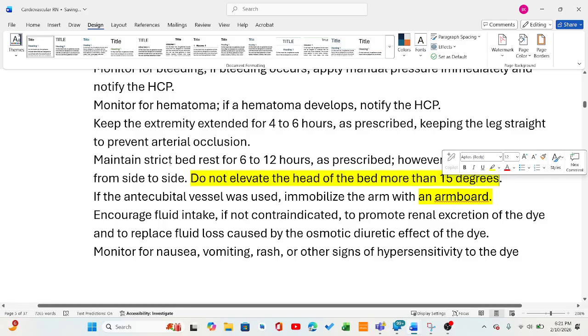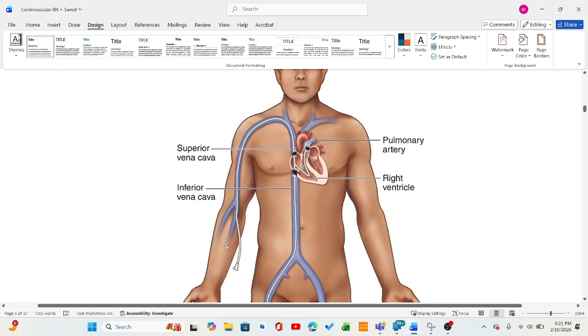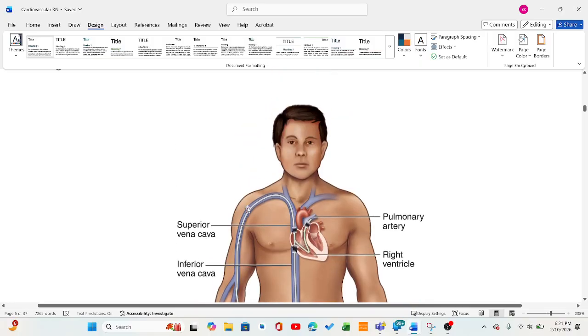So when they come back and you put them in a high Fowler's position, it is contraindicated after the patient returns from the cath lab. It is not something you have to do, especially when they use the femoral. Now, if they use the antecubital, then of course they can raise the head of the bed. But if it is happening in the arm, at the antecubital, you need to give them an arm board to straighten the arm so that they don't bend it and cause any hematoma or occlusion around the catheter insertion site.